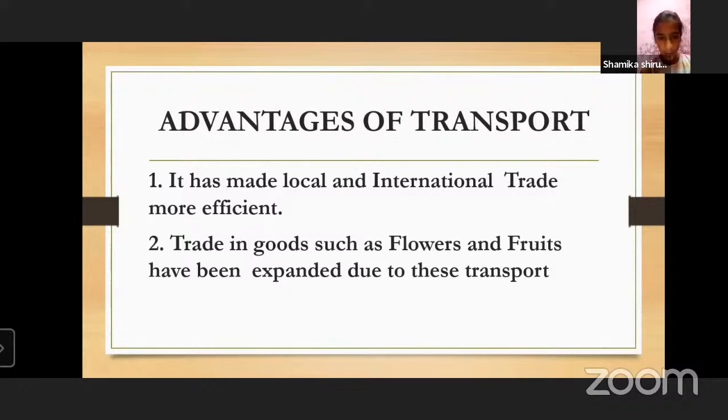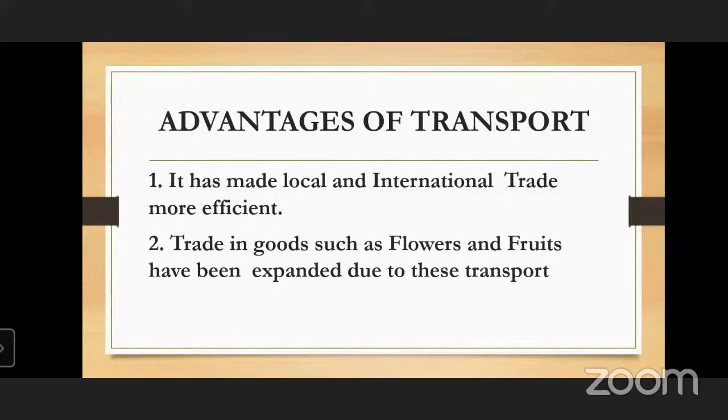It has made local and international trade more efficient. Efficient, yes. So the first important advantage of transport is that it has made local and international trade more efficient. So it means we are transporting things to local places also, and international places also. So we are sending our goods to different countries, different places. So it has become easier to send things from one place to another because of transportation.